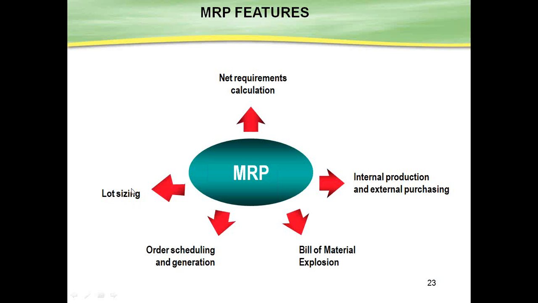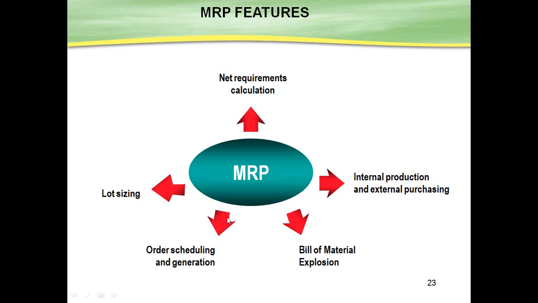Here you fix that your lot size will be 100 numbers. So whether your requirement is one number or 99 numbers, the system will create an order for 100 numbers because you have defined that your economic order quantity is 100 numbers. So this is called lot sizing and order scheduling.